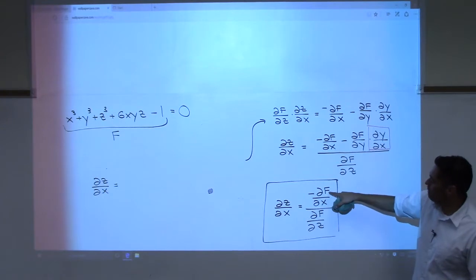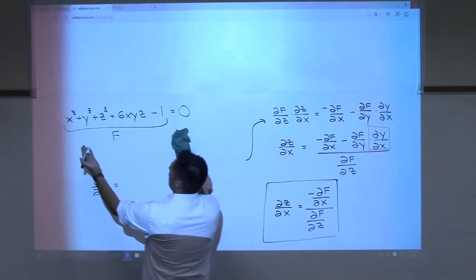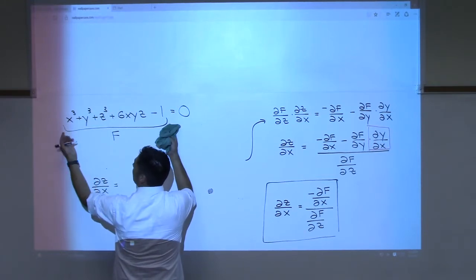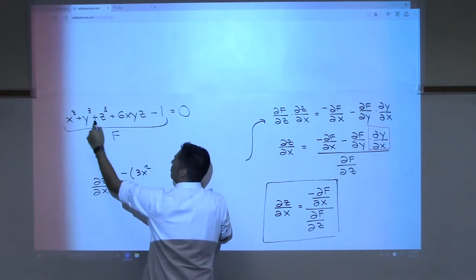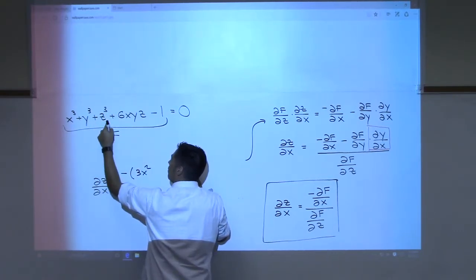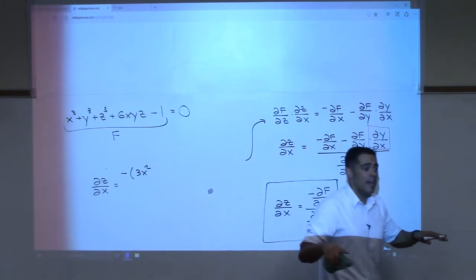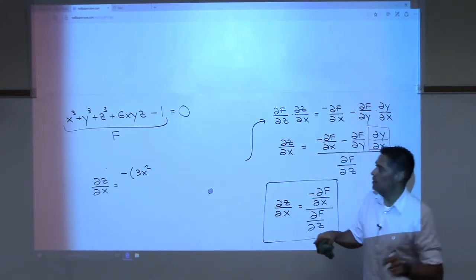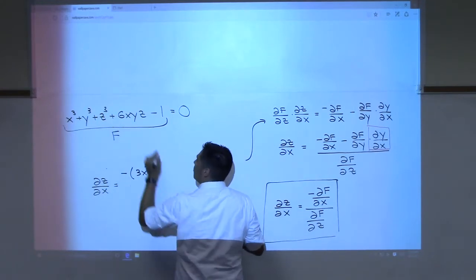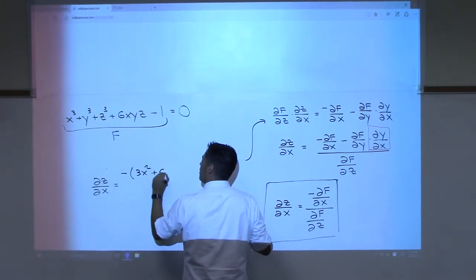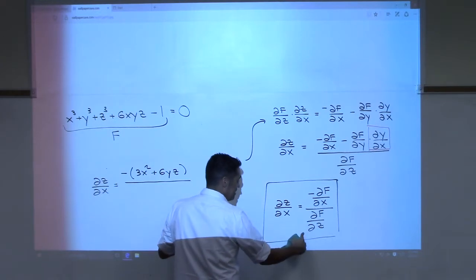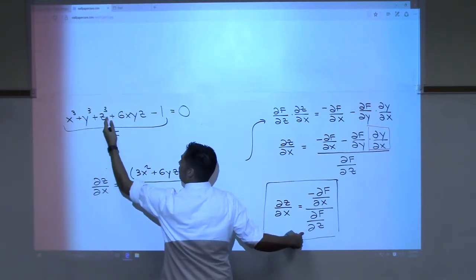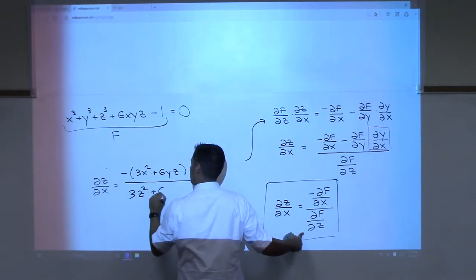So what is the negative partial of F with respect to x? Look at this left side. Take the partial of this with respect to x and make it negative. So what's the derivative of that with respect to x? 3x squared. I'll put the negative out front. So 3x squared, and the partial of that with respect to x? Zero, right? We're treating everything like constants except x. So plus 6yz. Okay, over, now, what's the partial of F with respect to z? 3z squared plus 6xy.